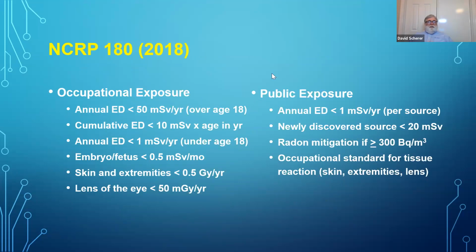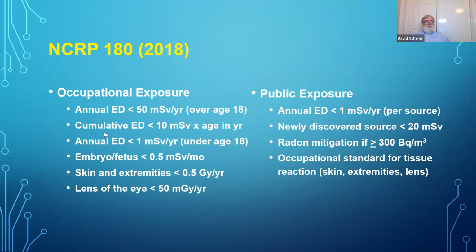So the standards in NCRP 180 are that for occupational exposure, the annual effective dose should be less than 50 millisieverts per year for workers over age 18. Workers under age 18 should be kept to 1 millisievert per year. So that's similar to what we've seen before.